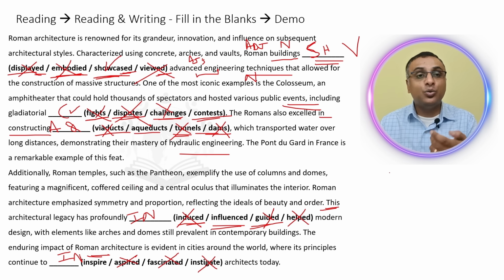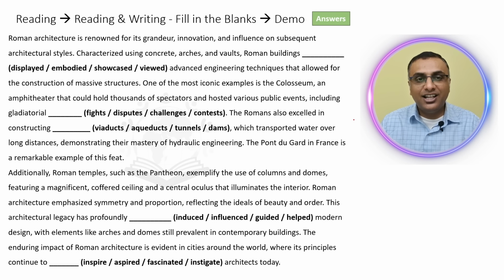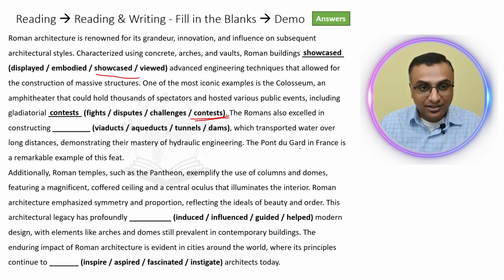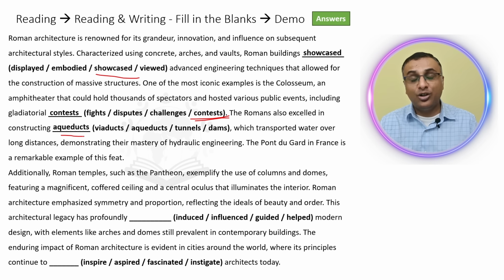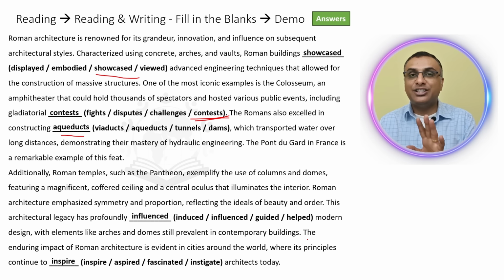Now let's look at all the answers together. Let me erase this off. Now the answers are nothing but, the first one is showcased. Second one is contest, something that you play for to win prize money. Third thing is aqueducts, something that is used as a channel to transport water. The fourth blank is influenced, inspired by something. The last one is to inspire.